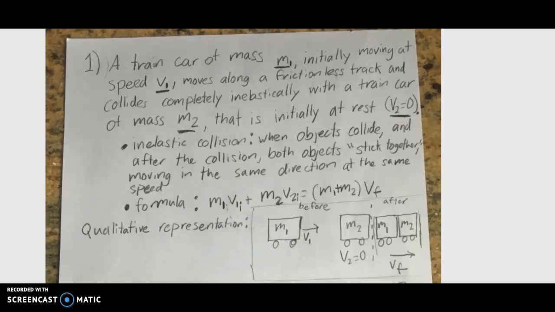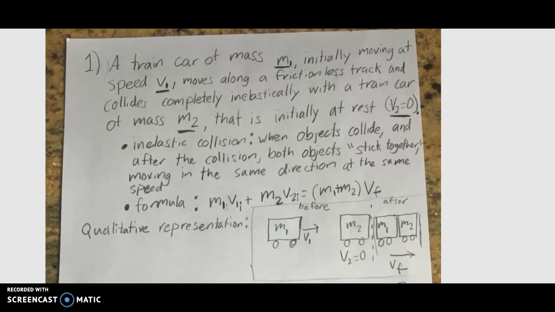A train car of mass m1, initially moving at speed v1, moves along a frictionless track and collides completely inelastically with a train car of mass m2 that is initially at rest. Initially at rest, it tells us that its velocity is going to be 0. So let's dissect this before we go into any of the problems.